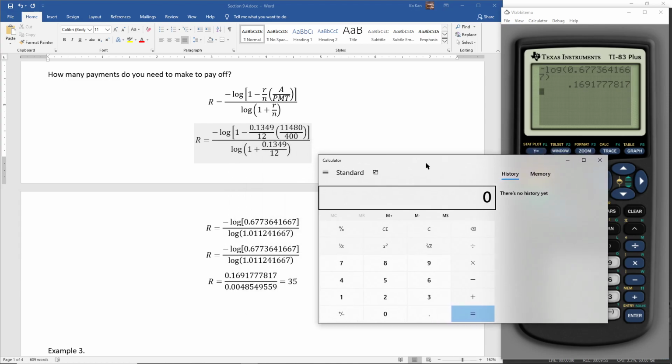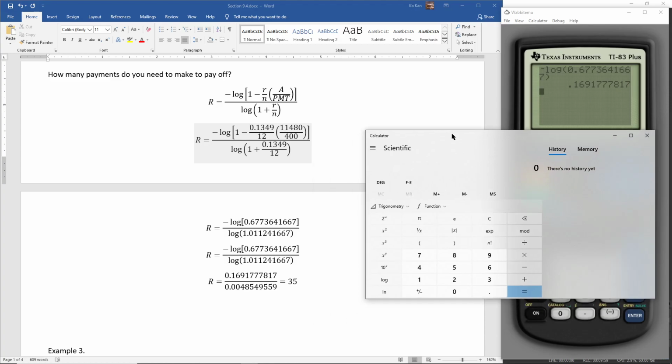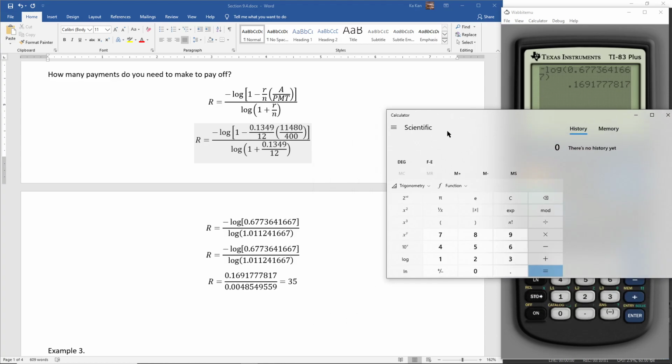If you want to do a logarithm, LOG, right? Let me change that. You have to put in the number first, the inside number. So you have 0.6773641667. Then you press log, the logarithm. You see what I'm saying? You have to do it the other way around. Press that, and that's how you get the answer. I know it's negative, but you have to change it, right? So change it, because this is negative. So this is the answer.